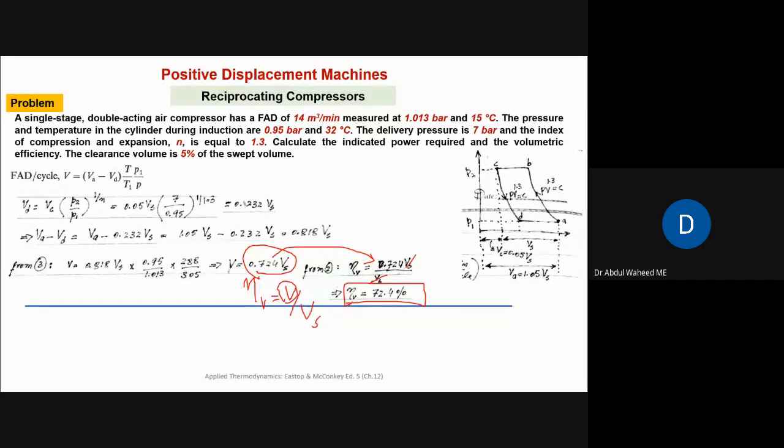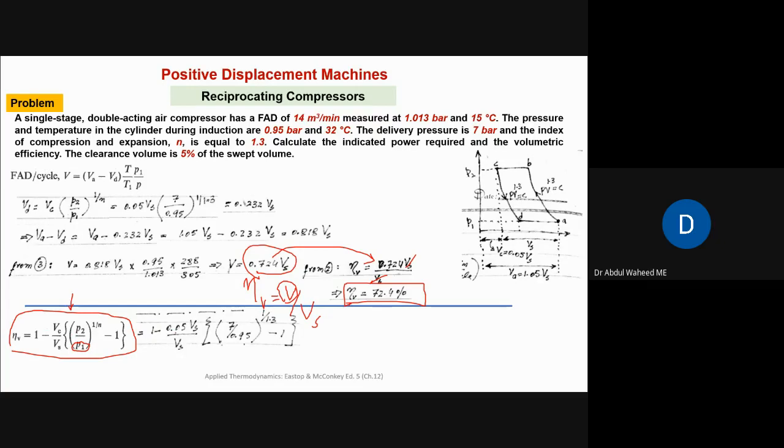Okay. Now the second formula we had, which we derived based on actual conditions, not on the basis of free air conditions but actual conditions. If we find the volumetric efficiency from this formula also, what will be here? VC we know, 0.05 of VS, over VS, P2 over P1, 7 over 0.95. So the answer from this formula is different, 81.8, compared to when we are using standardized free air conditions. So that is the reason why the volumetric efficiency changes as the conditions during the induction stroke change.